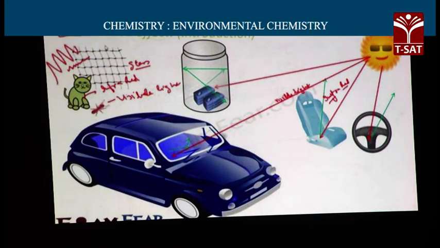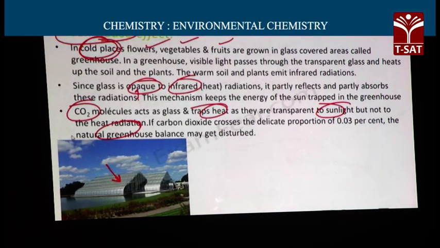So let us have a look at one more slide to understand why the term greenhouse effect was used for global warming. In this slide, in cold places like London, the flowers, vegetables, and fruits are grown in glass covered houses like this. These are all glass covered houses. They are called greenhouses. Since the glass is very transparent for visible rays and does not allow the infrared rays formed inside the greenhouse to escape. Infrared rays are nothing but the heat developed inside the house. The heat is in the form of infrared rays.